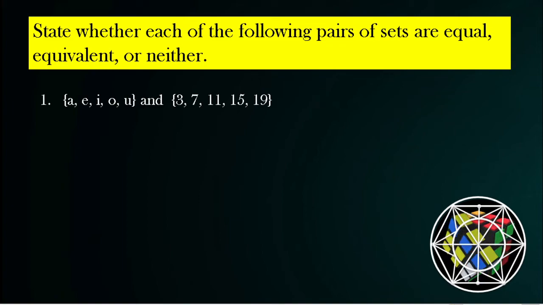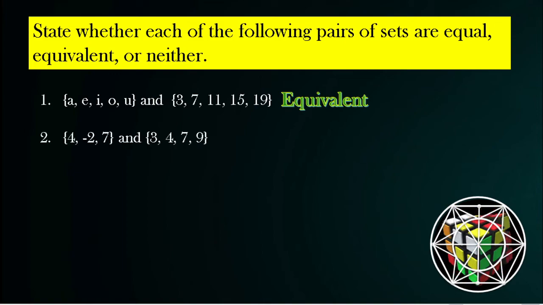Okay? Tama. This is an example of an equivalent set. Well, obviously, letters dyan, tapos numbers dito, they can never be equal. So, ang possibility lang dito ay kung equivalent sila. So, we simply count the number of elements. 5 dito. So, 1, 2, 3, 4, 5. 1, 2, 3, 4, 5 din sa isang set. So, they are indeed equivalent.